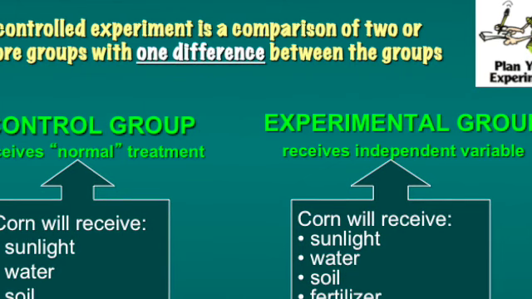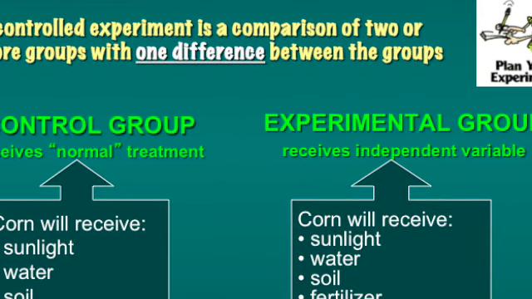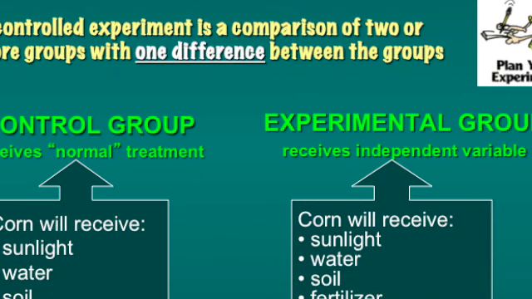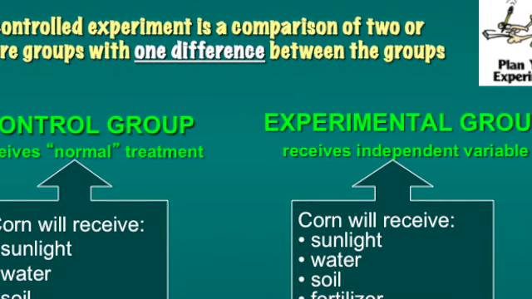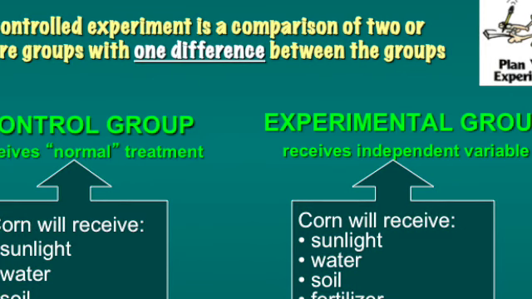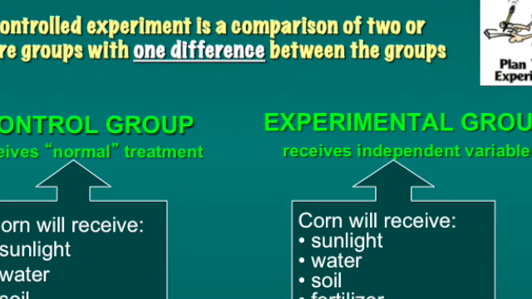So for example, if we wanted to know what the average number of texts that an 8th grader sends a day, we would not survey every single 8th grader at our school. We would pick 2 or 3 students from each class, and they would represent the 8th grade as a whole.